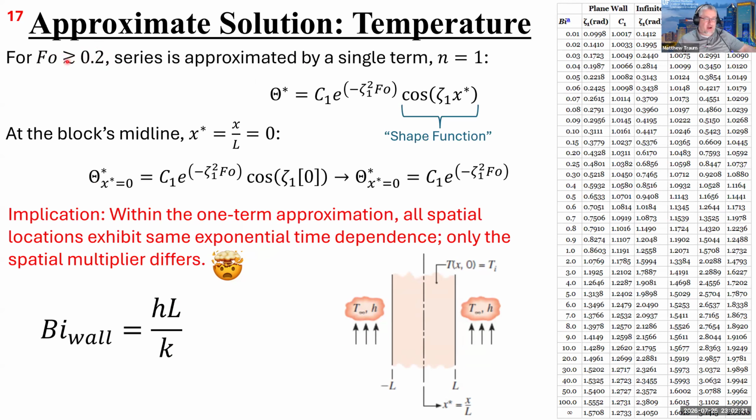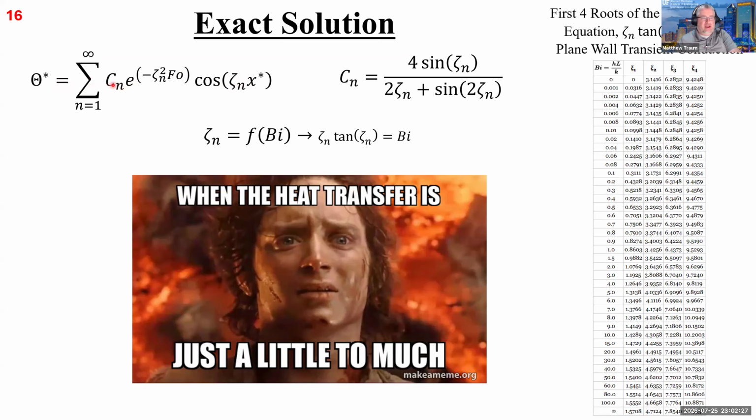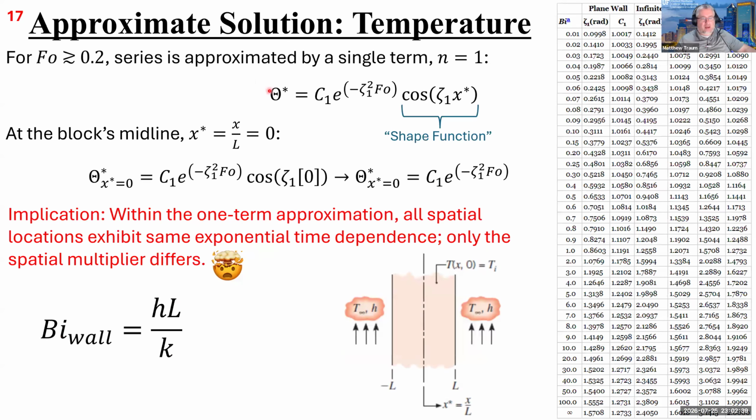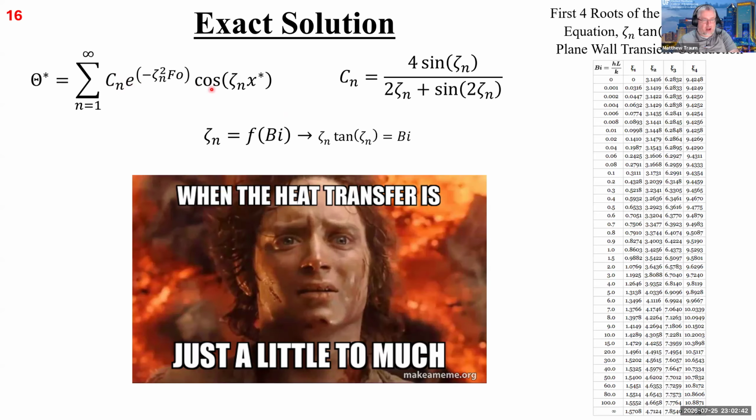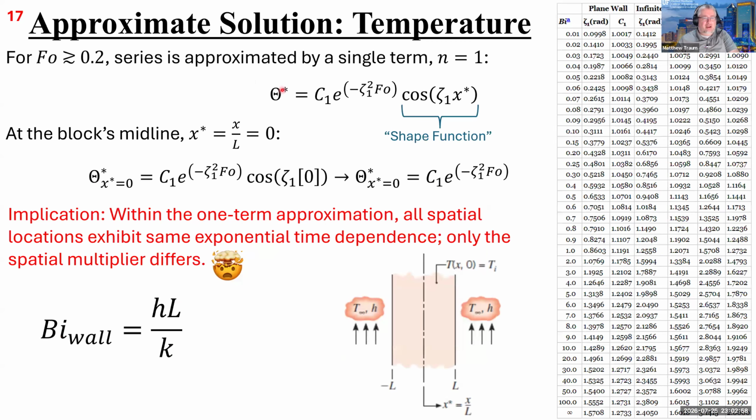So what happens when the Fourier number is greater than 0.2? What that means is we're going to take this monster and approximate it as the first term. So C1, zeta 1, and we're going to throw out all the higher order terms because they're tiny compared to the term that's associated with C1 and zeta 1. So you can compare: all I'm doing to get the approximate solution from the exact solution is taking what's inside the summation, so C_n e to the minus zeta squared Fourier times cosine of zeta x star. Boom, there it is. And I'm just getting rid of the summation, because I'm not summing anything anymore. I'm just using the first term.